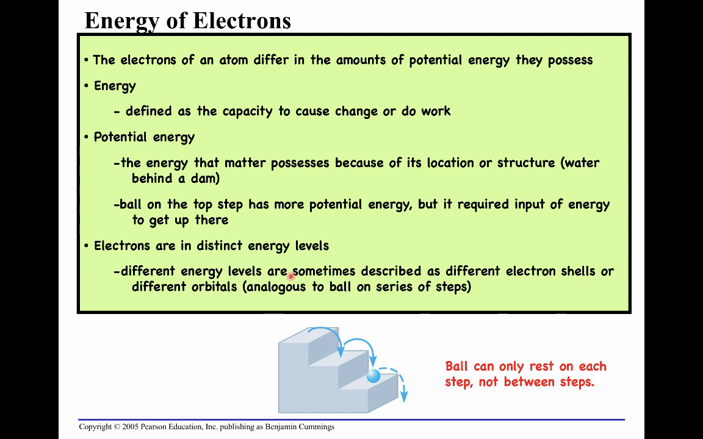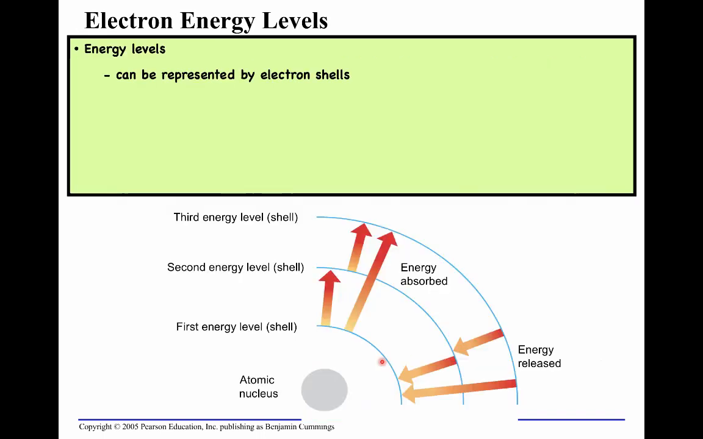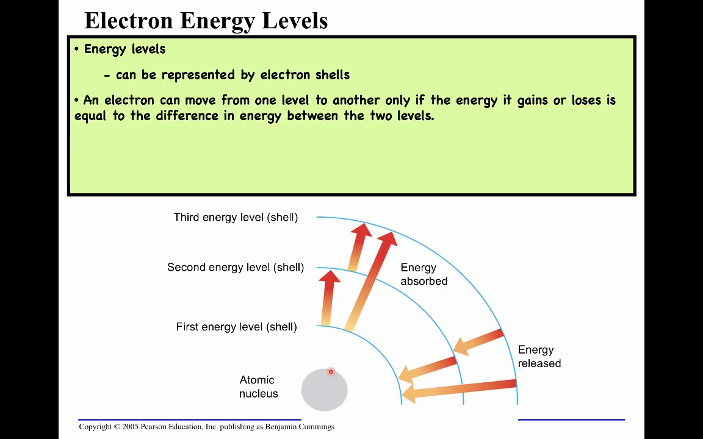Those energy levels are often described as different electron shells, kind of like how this would be the high electron shell, the medium electron shell, the low electron shell with regard to energy. And so you can think of electron shells as analogous to this ball on the steps. So here we normally draw electron shells in circles surrounding the nucleus. An electron can move from one shell to another if it gains or loses exactly the amount of energy that's different between those two shells.